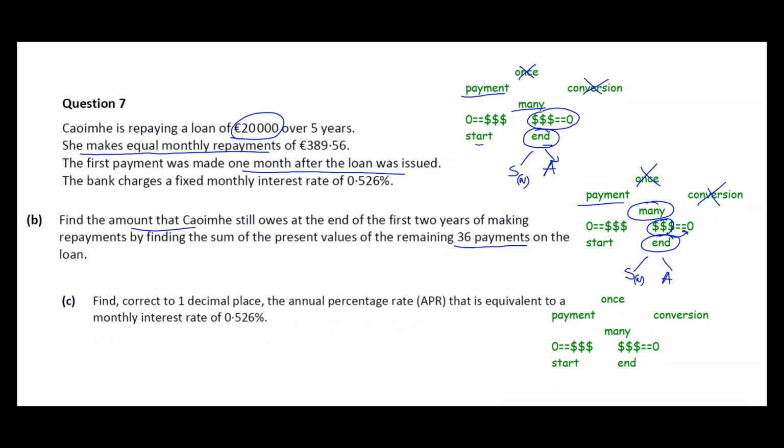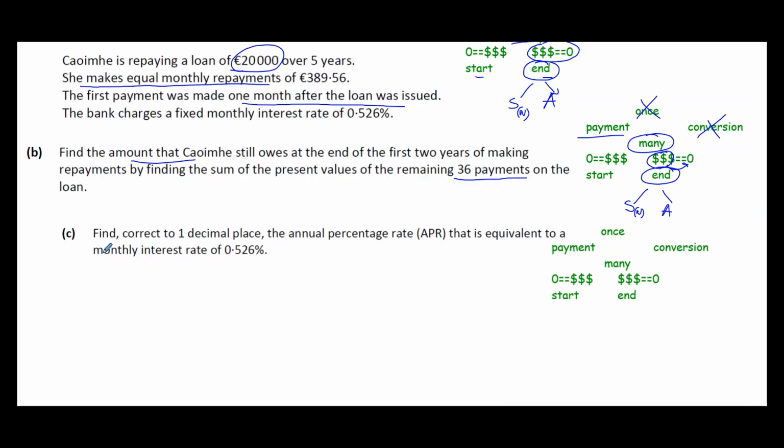Then the next part of this question was find what annual percentage rate is equivalent to the monthly rate. So here we have conversion. Here we are saying that 1 year is the same as 12 months, because we cannot equal 1 year to 1 month, can we? That doesn't make sense. So that is part of our compound interest formula, just one tiny part of it that we're going to be looking at.